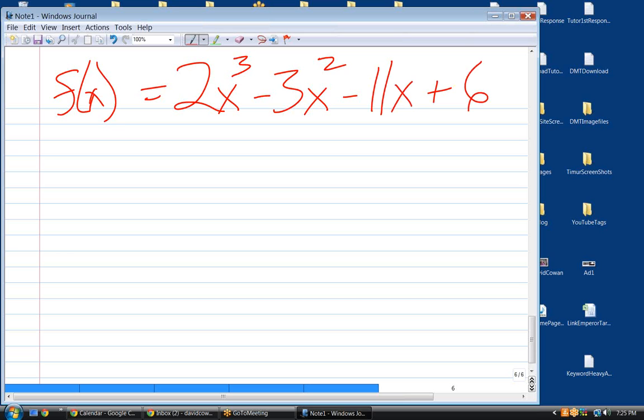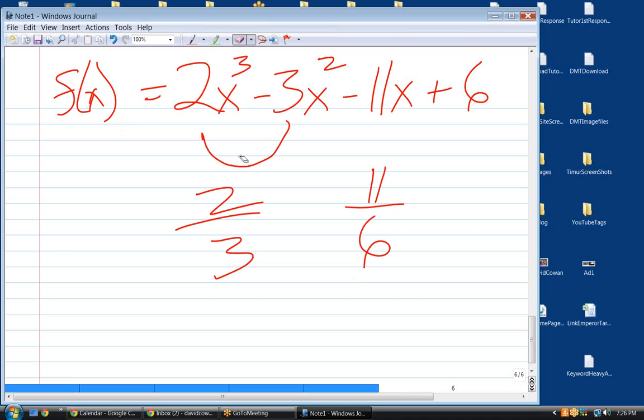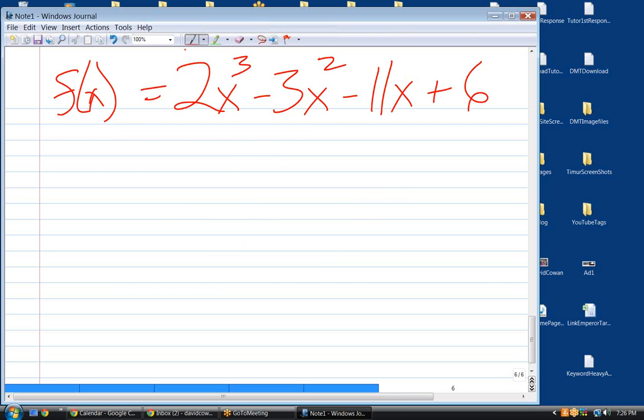Does this really take 20 minutes? Well, let's see. First of all, it doesn't group. In other words, 2/3 is not equal to 11/6. So it doesn't group, and my next best method of solving it is the rational factor theorem. So let's go through all the factors.